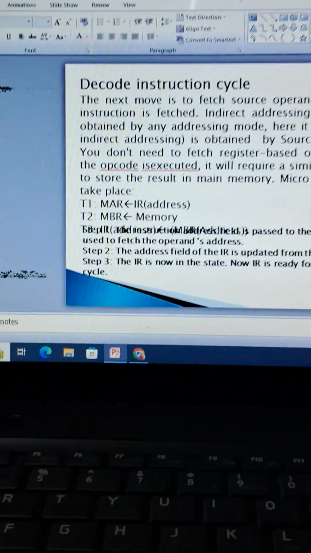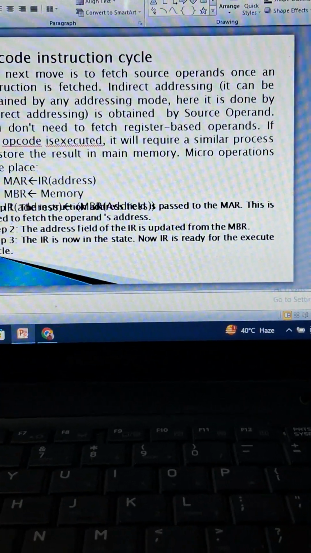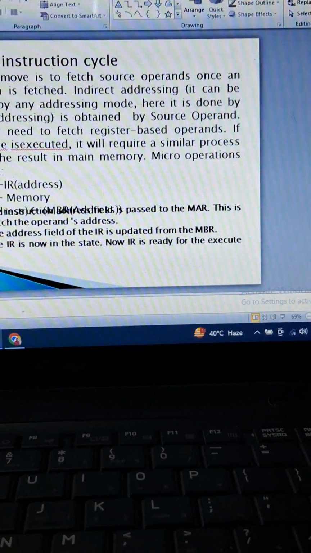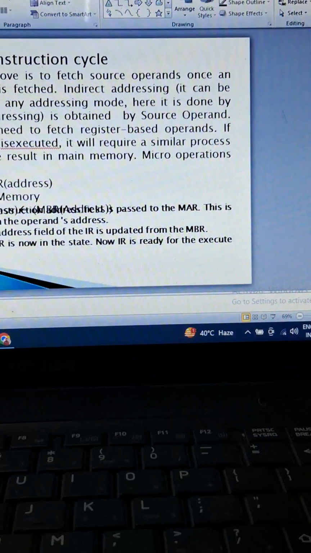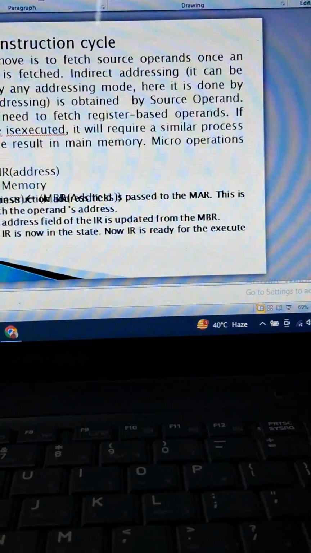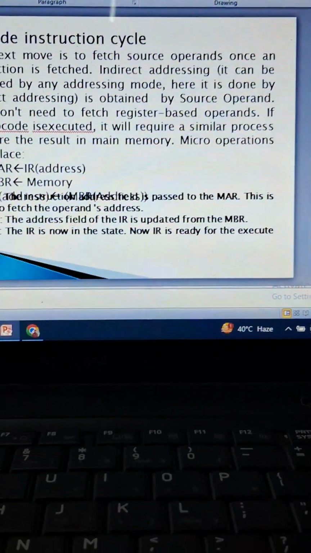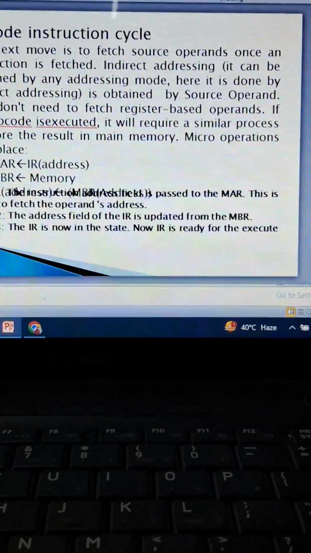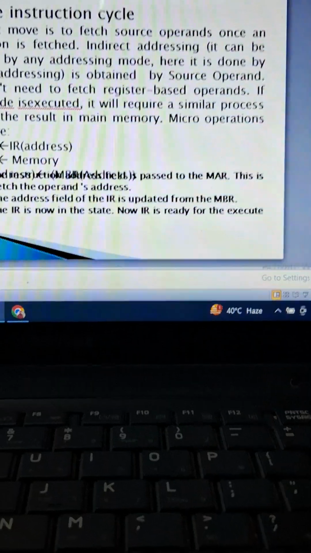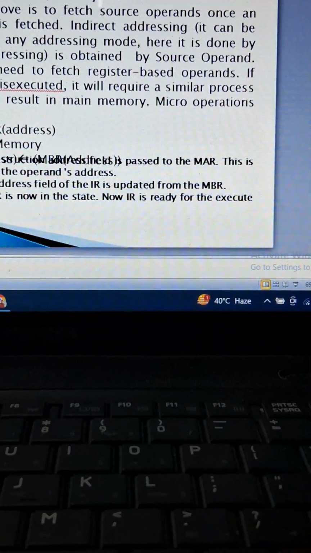Now after that, the decoding process. The next move is to fetch the source operand. Once an instruction is fetched, indirect addressing is obtained by the addressing mode; here the source operand is obtained by indirect addressing. So the address information in the IR register is stored, then again transferred to MAR, and from memory to MBR. The decoding process is done in this way, where the information is decoded.